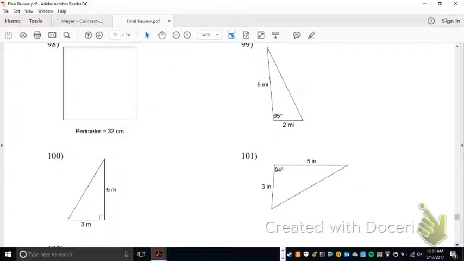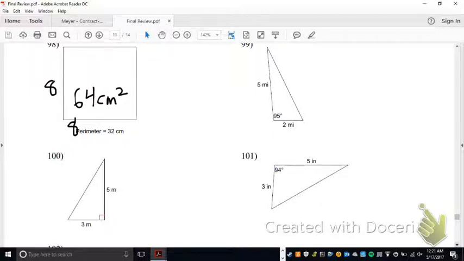98. Okay, now we could go through the apothem, the perimeter, and everything, but perimeter's 32. That means each side is 8. Find the area of a square. 8 times 8, 64 centimeters squared. Now 99, 100, and 101, these are side angle side problems.